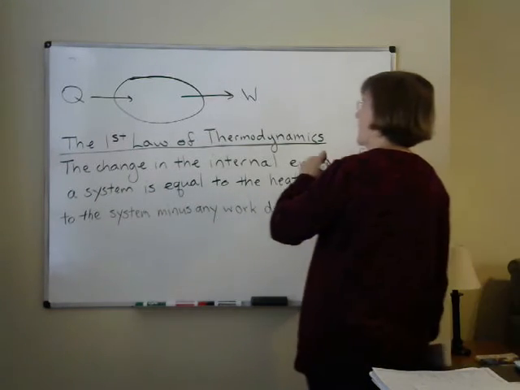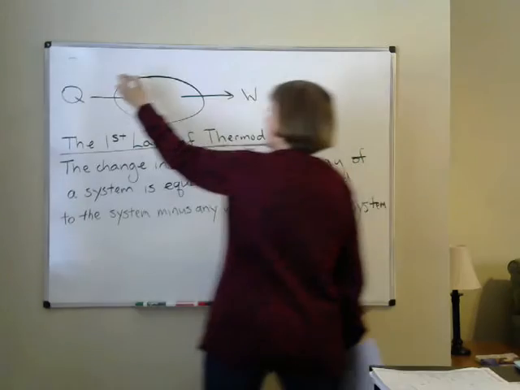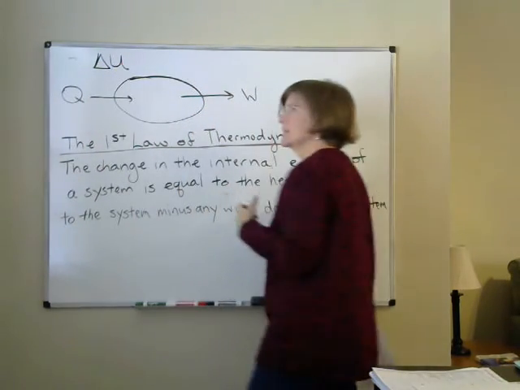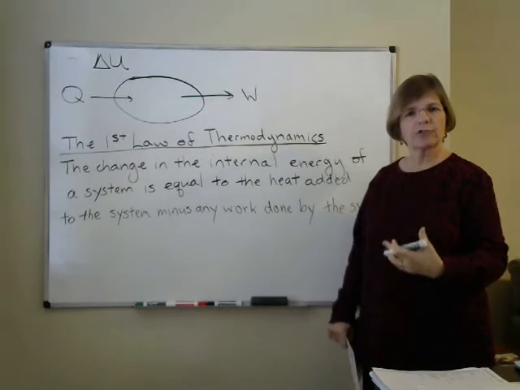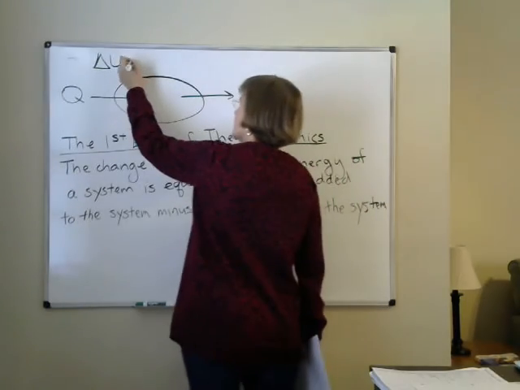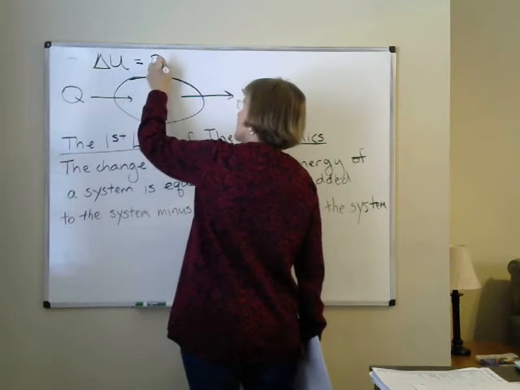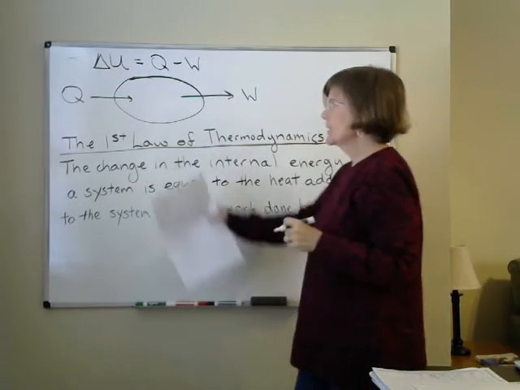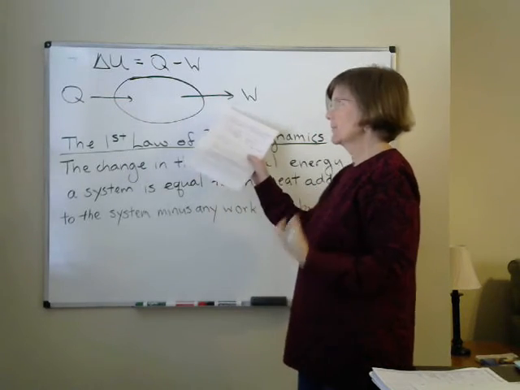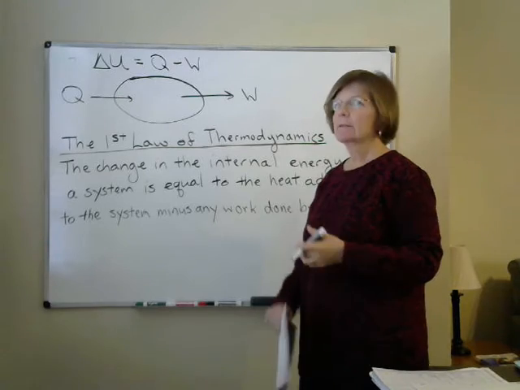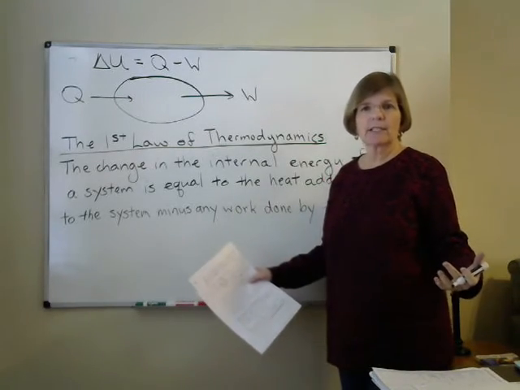Symbolically, we usually write the first law like this. The change in internal energy, remember U is our symbol for any type of potential energy or stored energy, is equal to Q minus W. If you put in more heat than the amount of work you do, your internal energy is going to go up. People are a perfect analogy.